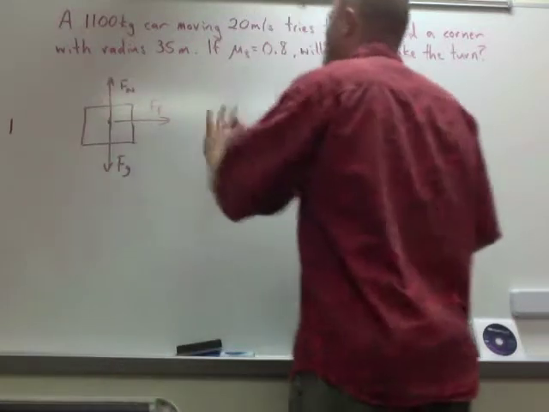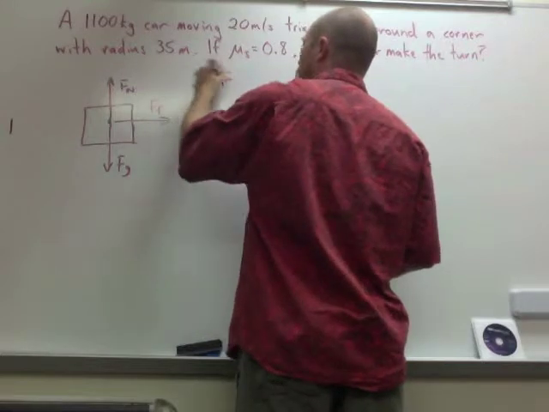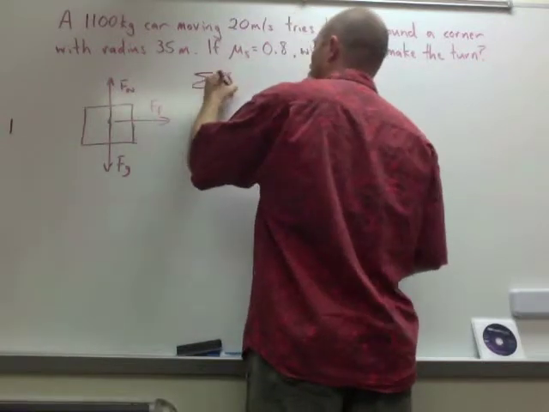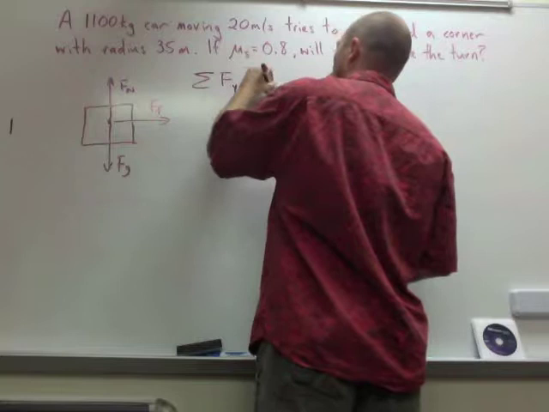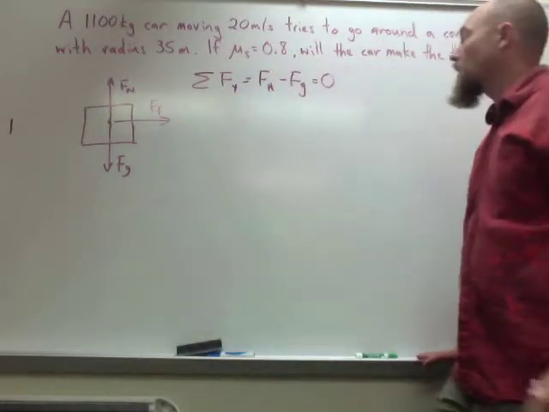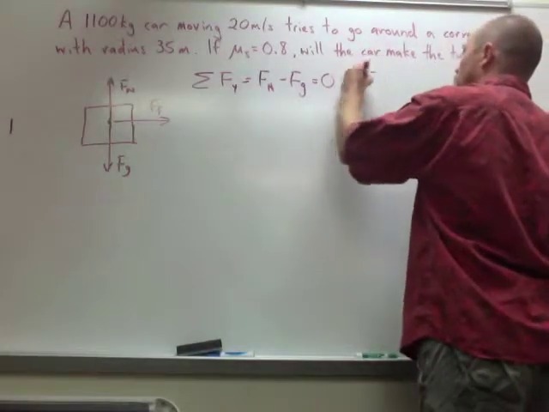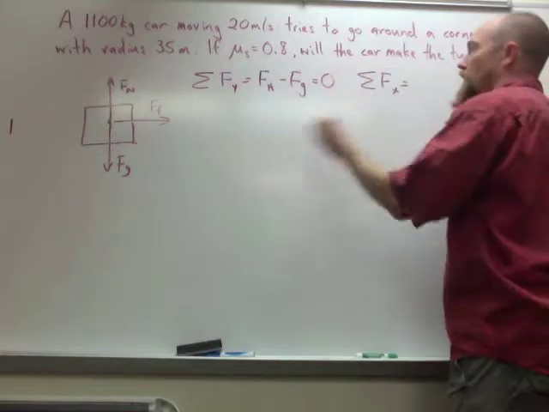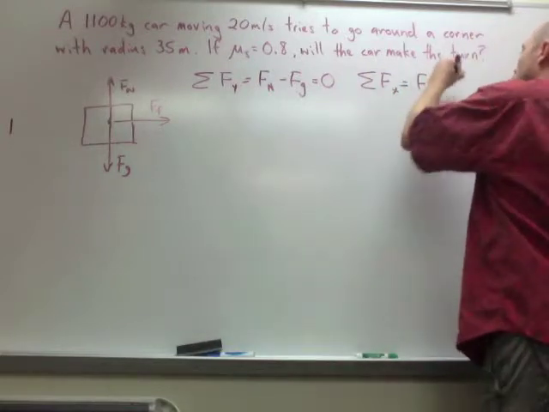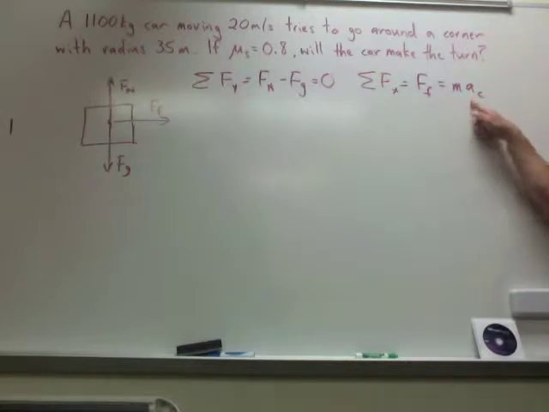All right, let's do our two equations as we always do. I'll call this my y: Fn minus Fg, and as always that equals 0 because my car is not accelerating in or out of the road. My other equation is Ff equals mac. Remember it's the centripetal acceleration because it's moving in a circle.